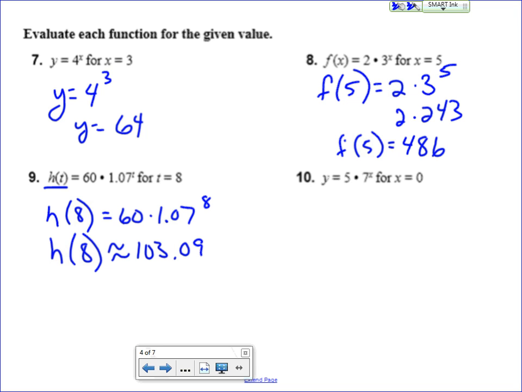Okay, for this next one, I got y is equal to 5 times 7 to the x power, so it's 5 times 7 to the 0 power. And we should know by now that 7 to the 0 power is going to be a 1, so it's 5 times a 1, so y is equal to a 5. Okay, so hopefully we can say that we can evaluate, with use of a calculator, exponential functions.